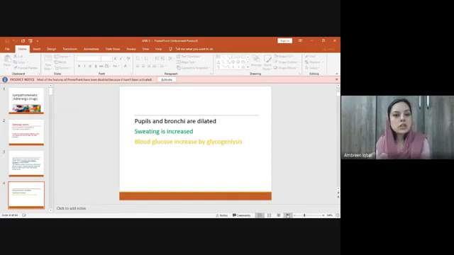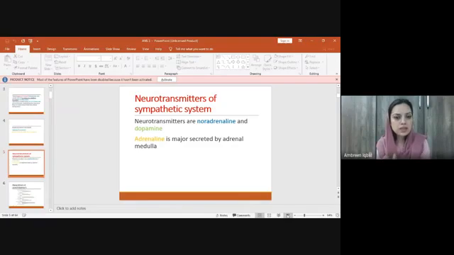The main neurotransmitters of the sympathetic system are noradrenaline, dopamine, and the third one, adrenaline, which is majorly secreted by the adrenal medulla. As we previously studied, the major neurotransmitter in the parasympathetic system was acetylcholine. So now we'll discuss noradrenaline, dopamine, and adrenaline.